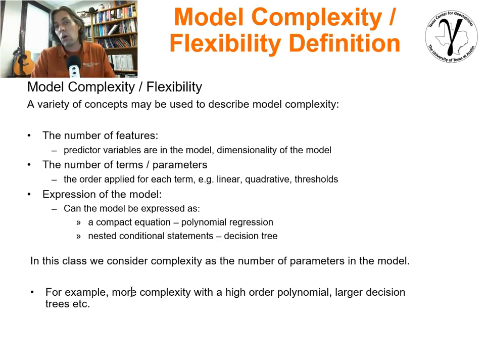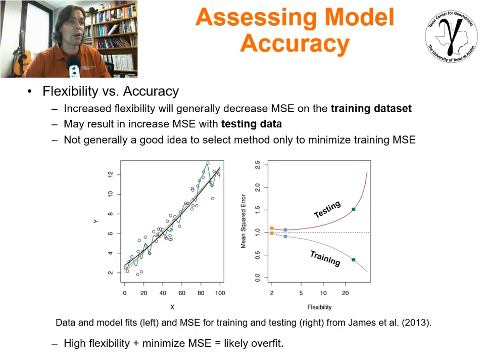The higher the power of the polynomial regression, the more complicated. And so that's how we'll use the concept of complexity. And so now we could also talk a little bit more about this idea of flexibility or complexity versus accuracy.